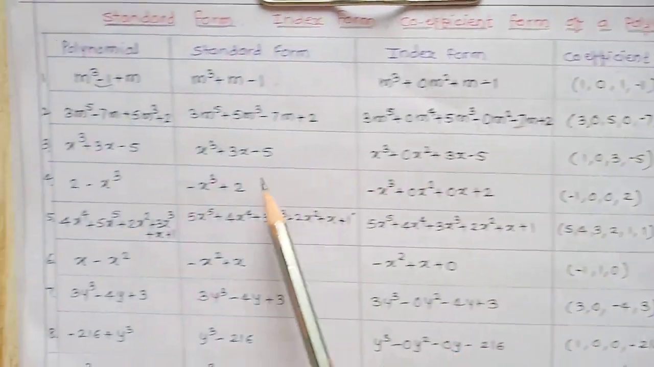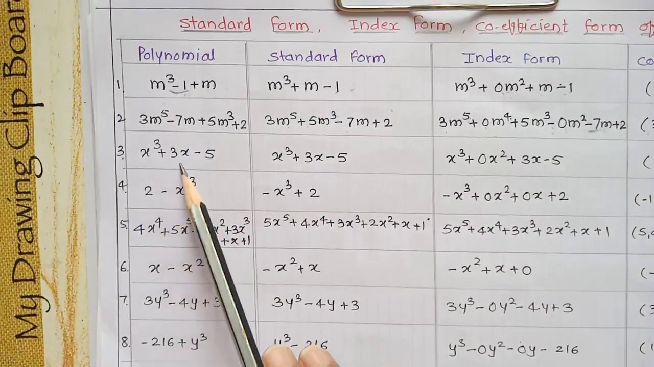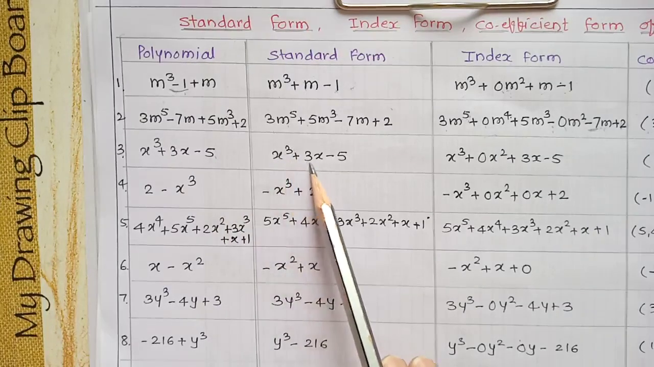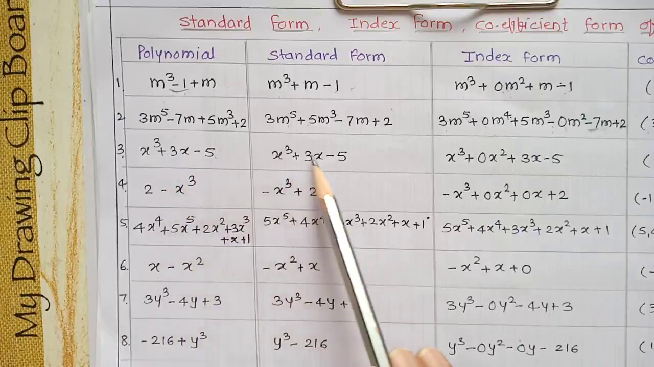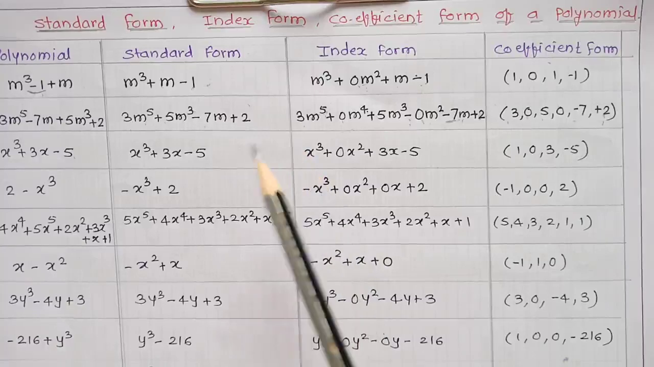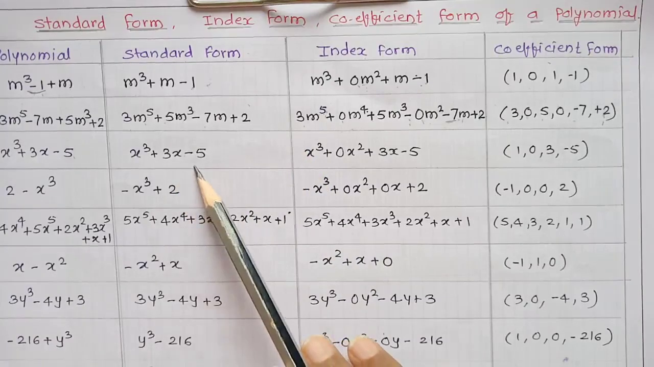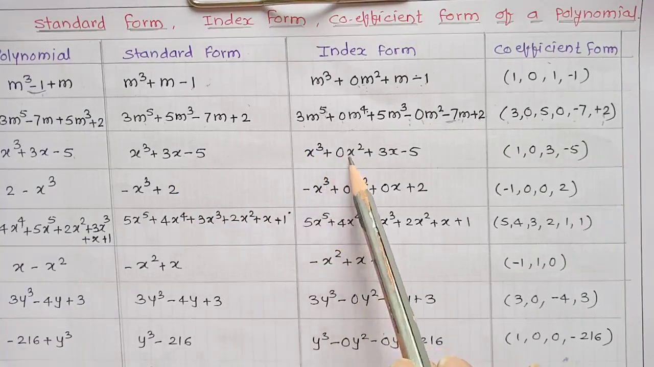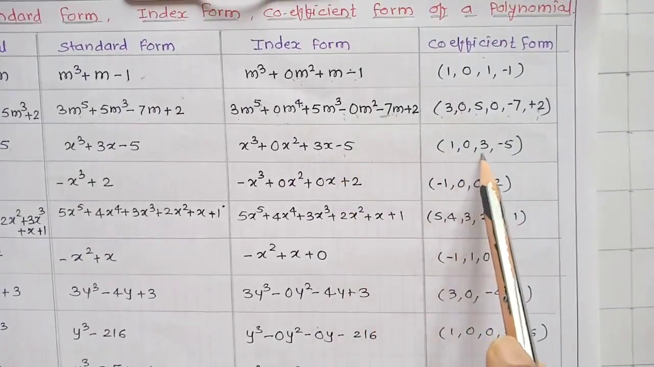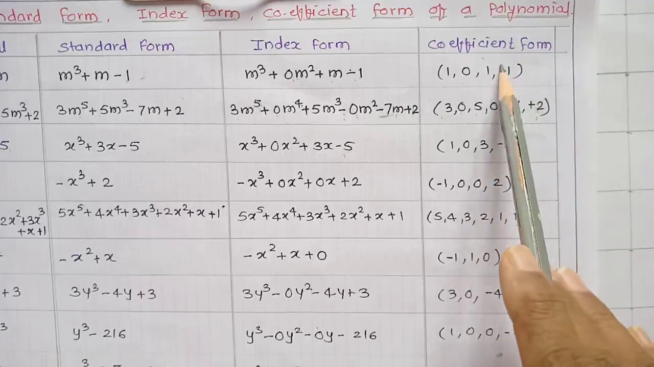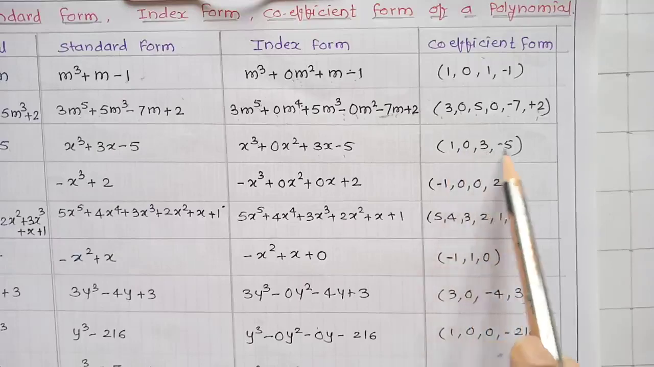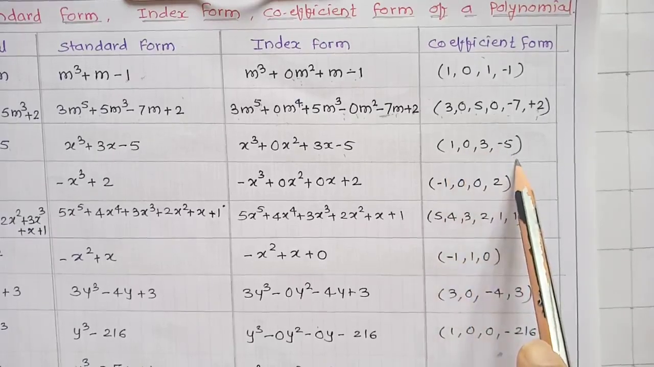Okay, then the third example, x cube plus 3x minus 5. Standard form: x cube plus 3x minus 5. Here the terms are already arranged in descending order. For the index form, the term x square is absent. So x cube plus 0x square plus 3x minus 5 is the index form, and 1, 0, 3, minus 5 is the coefficient form. See, the highest index is 3, plus 1, that is 4. The number of coefficients is 4.